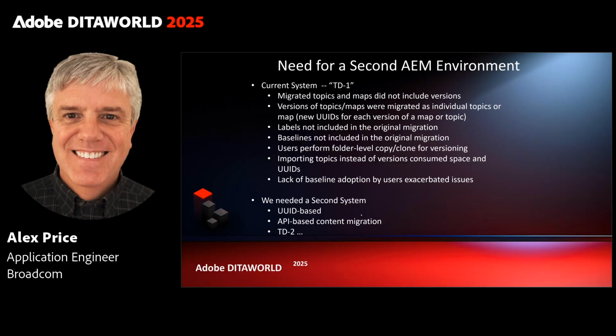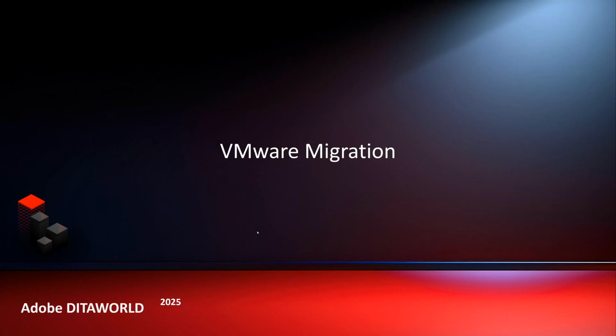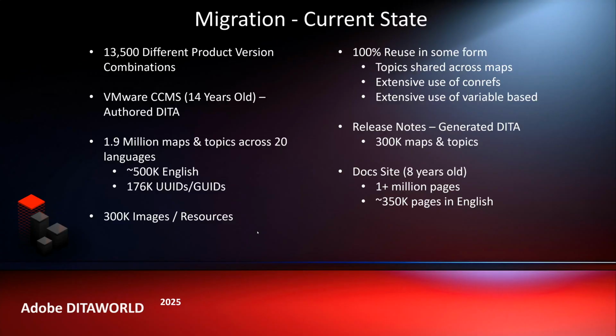So we also ran into UUID issues, and we ran into the overall size of the database creating a problem. So that kind of brought us to the need for TD2. TechDocs 2, it's our second AEM environment, and we just did not think that we had the space on the system or the UUIDs in order to support the second environment. So that takes us up to the VMware migration.